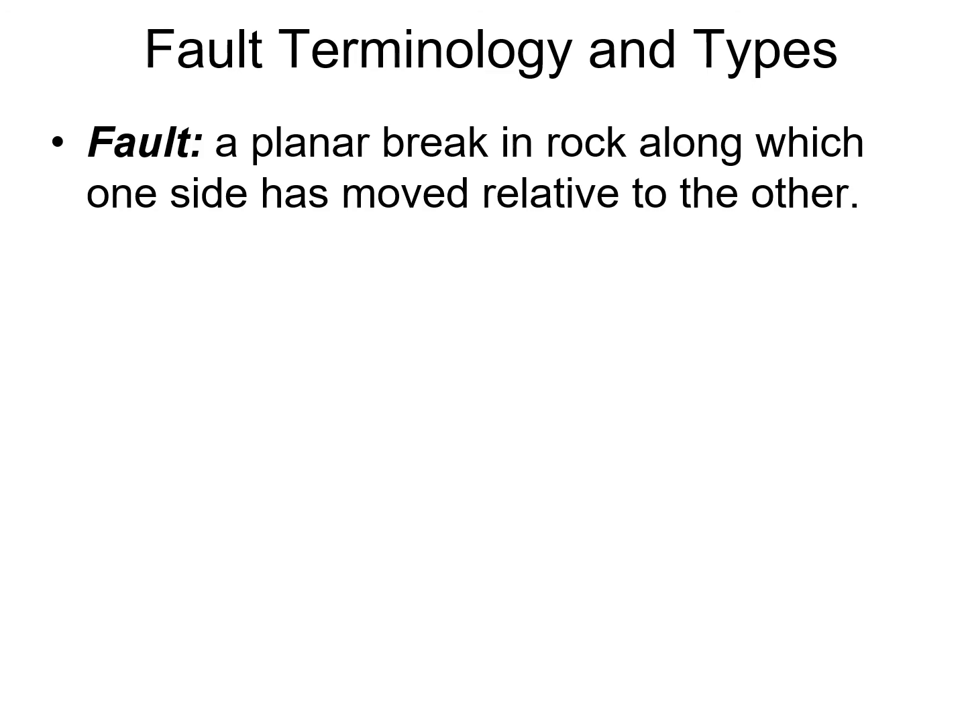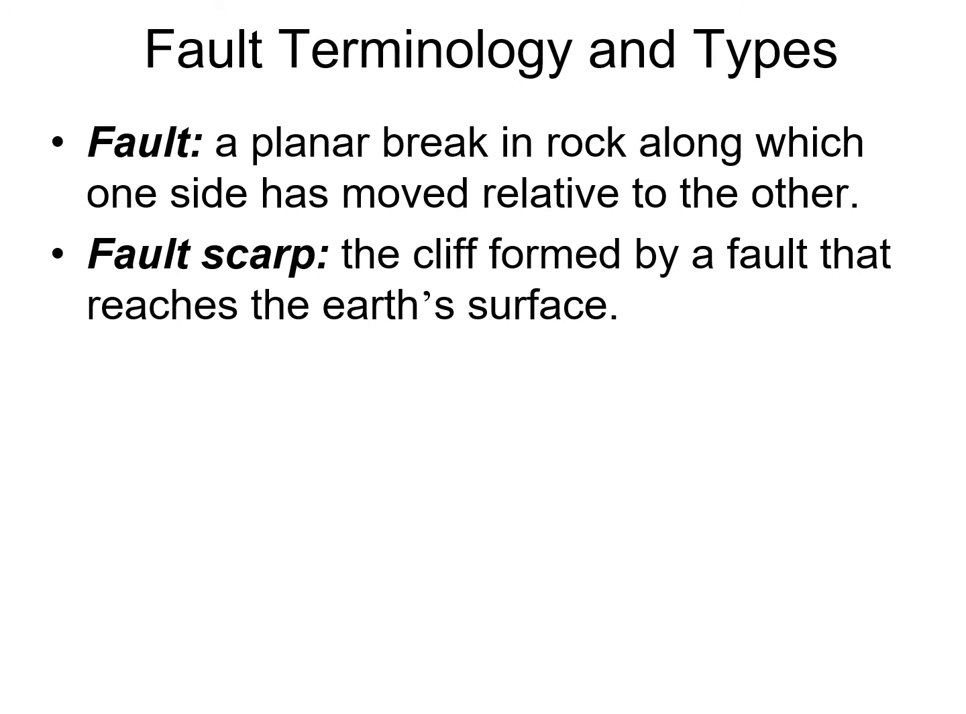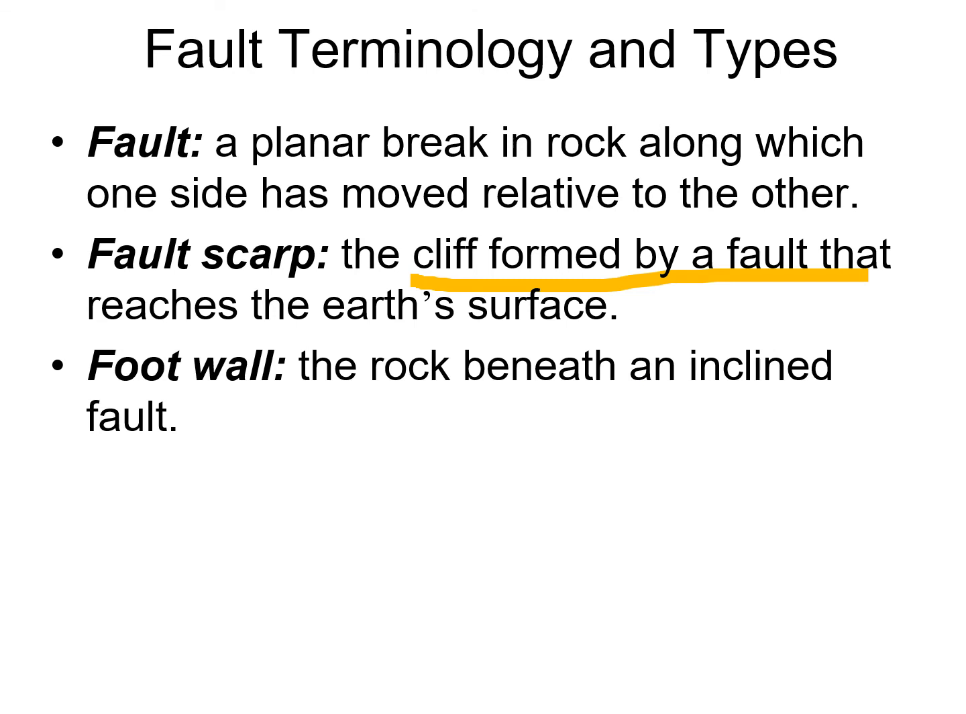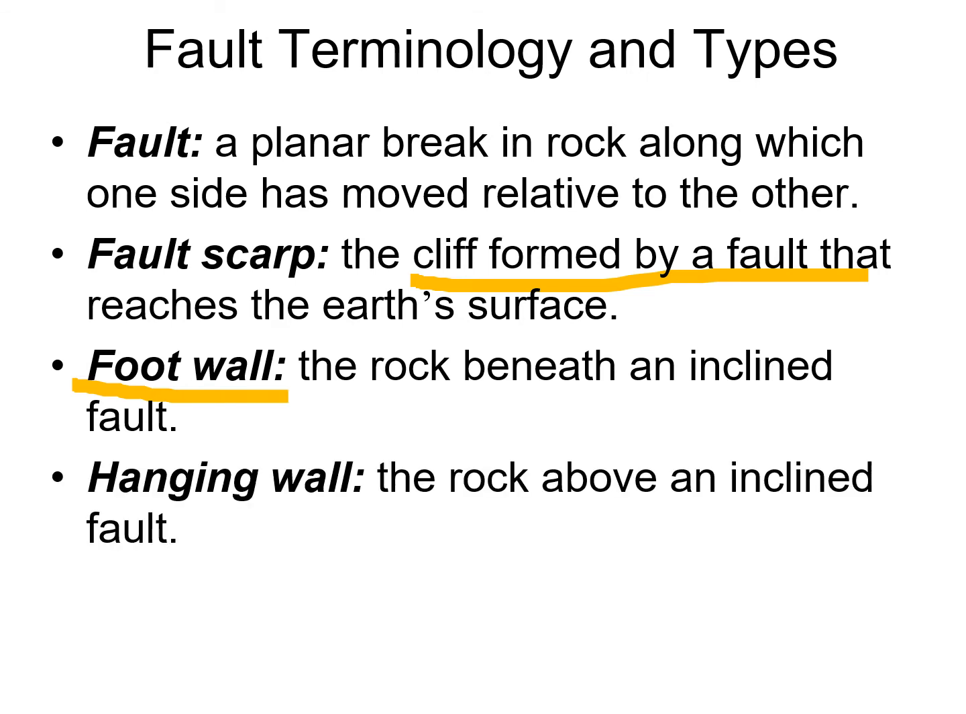Okay, a few other terms and then types of faults. Again, a fault is any planar break in the rock where there's movement. That's where the earthquakes happen. Fault scarps are anytime you have vertical displacement, and so you may have one side being pushed up in relation to the other. Now, if you have an inclined fault plane, the side that is on the bottom is called the footwall, and the side that is on the top is called the hanging wall.